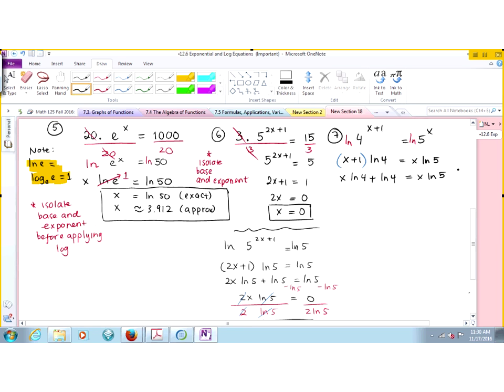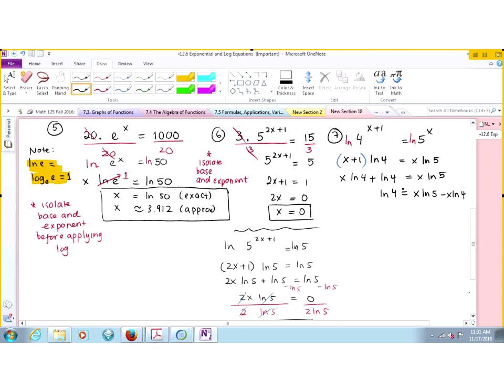All right. Now we're solving for x. How many x's do we have? 2. So we have to make them on one side, because I have 2 x's here. So bring the x ln 4 to the other side. So x ln 5 minus x ln 4, and here this is ln 4.